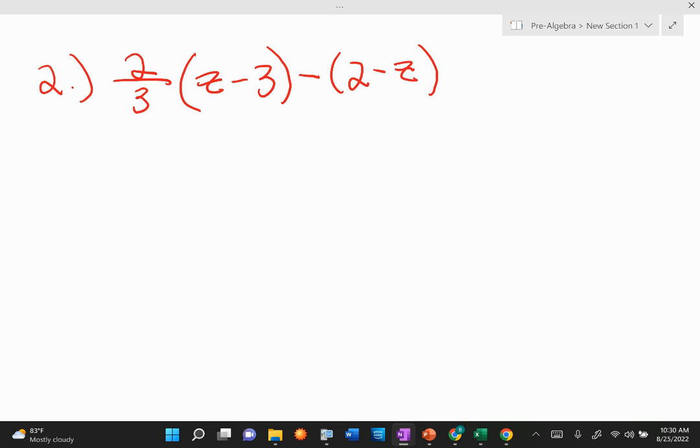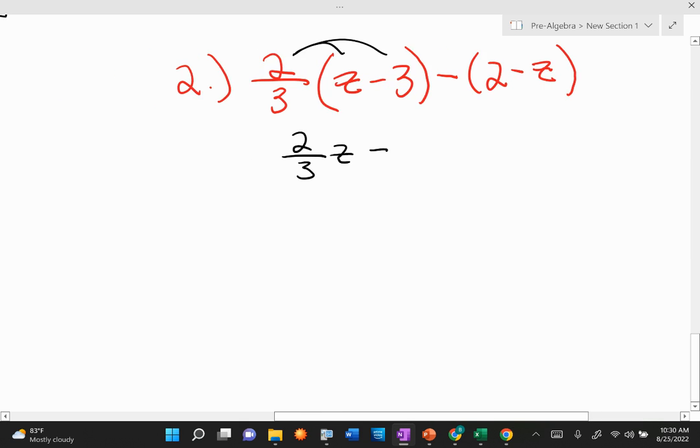Okay, let's look at number 2. We're going to use distributive property. I'm going to multiply 2/3 times z, which is just going to give me 2/3 z minus, what is 2/3 times negative 3? Yep. Look real quick, just in case we had issues.